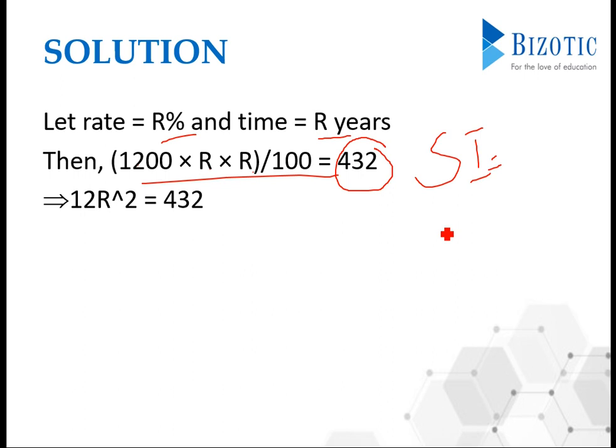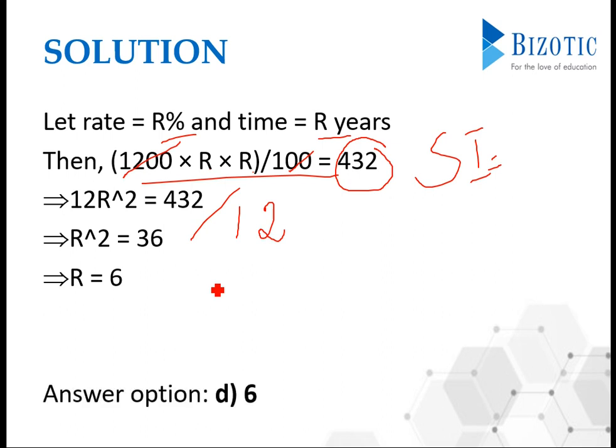By solving this we will get 12 R square, because the double zeros get cancelled. 12 R square is equal to 432. So R square is equal to 432 by 12, which is equal to 36. So R square is equal to 36. R is equal to plus or minus 6. You know that interest cannot be negative, so R is equal to 6. So 6 will be the rate of interest.